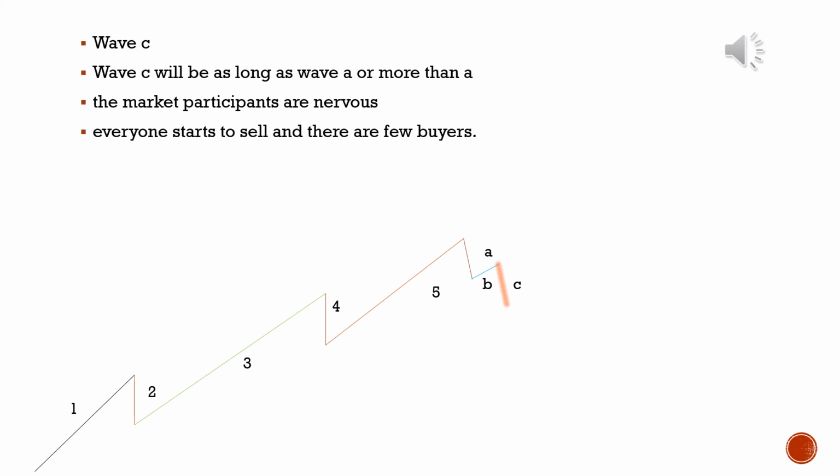In wave C, you see the market moving down. Many market participants become nervous, they start panicking and they start selling their shares. There are very few buyers seen over here. This is the last wave in the Elliott wave cycle, and it is as long as wave A. After this, at the end point of wave C, you will see a new impulsive wave, wave 1, starting again. Basically, this Elliott wave cycle is repetitive in nature, so again the wave cycle will repeat.